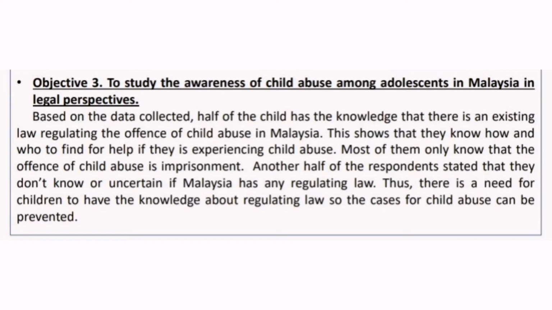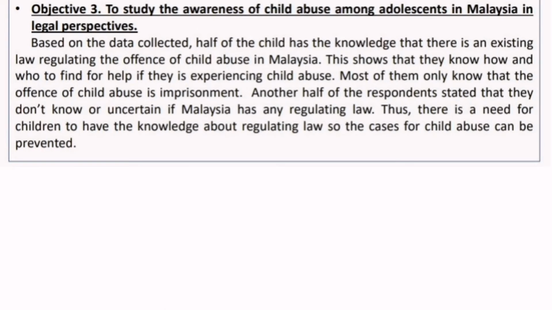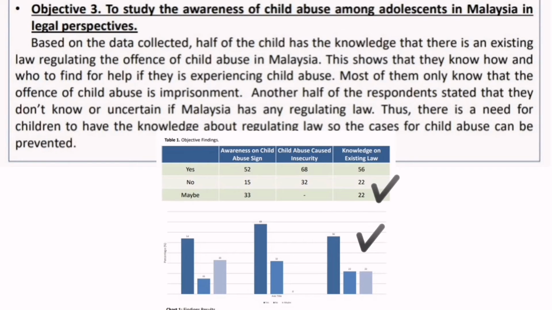For our third objective, relating to the study of the awareness of child abuse among adolescents in Malaysia from a legal perspective, we have found that half of the children have the knowledge that there is an existing law regulating the offence of child abuse in Malaysia. This shows that they know how and who to find for help if they are experiencing child abuse.